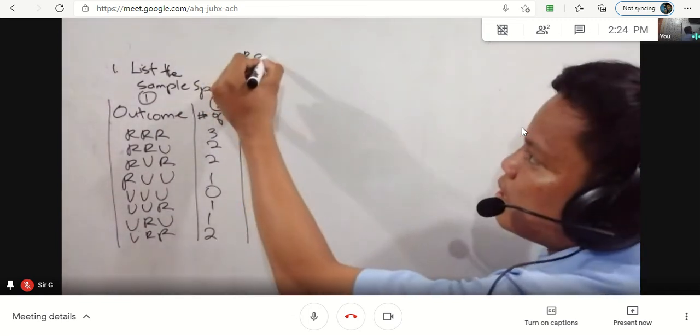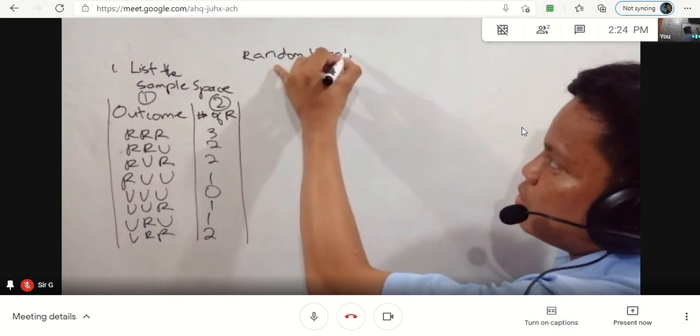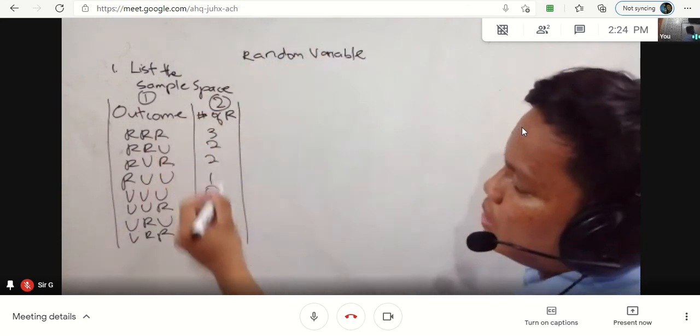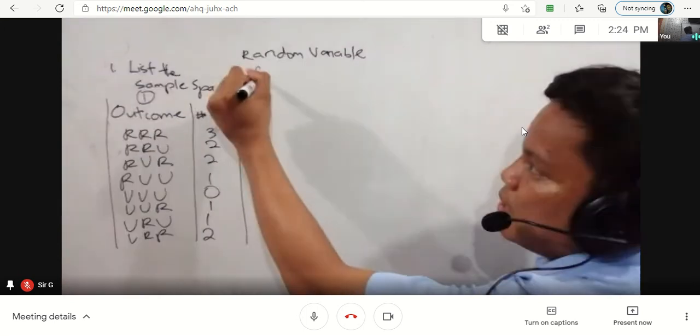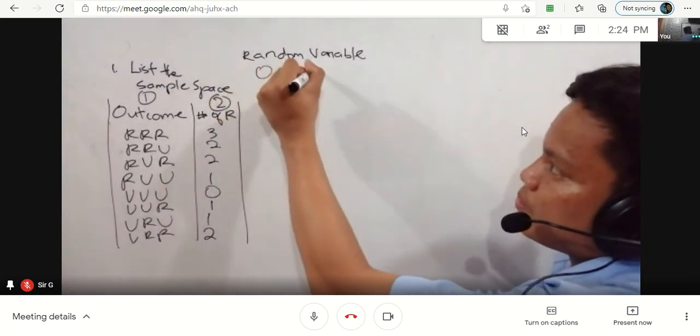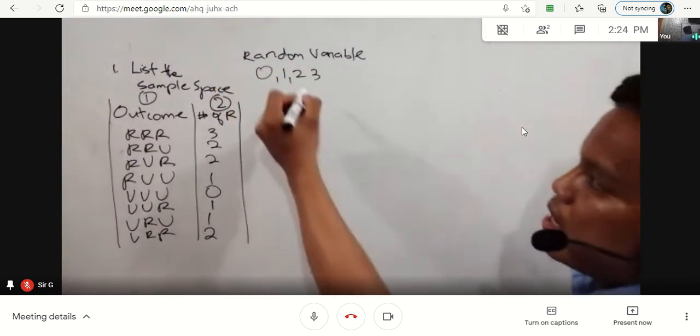So, therefore, ano yung random variable natin? Yung numerical. Yung numerical na sinasabi natin dito. So, ang random variable natin will be, ano yung mga number na nakikita dito? Kapag may nagkadoble, pag-isahin nyo na lang po. So, dun muna tayo sa maliit hanggang pataas. So, since we have 0, 1, 2, and 3, so lagay na natin dito.